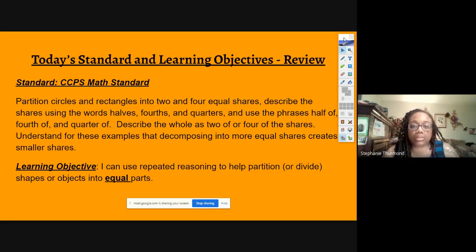So our learning objective, again, for this week is I can use repeated reasoning to help partition or divide. Partition is just a fancy word to say divide or slice or split together. We want to partition shapes or objects into equal parts.